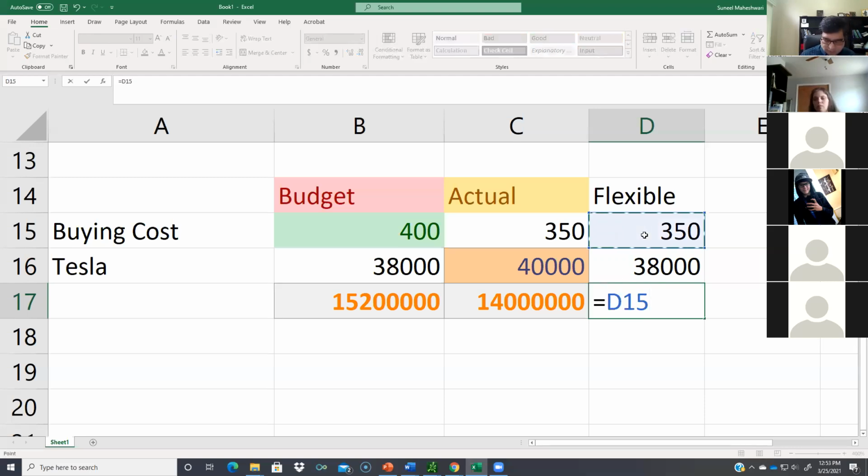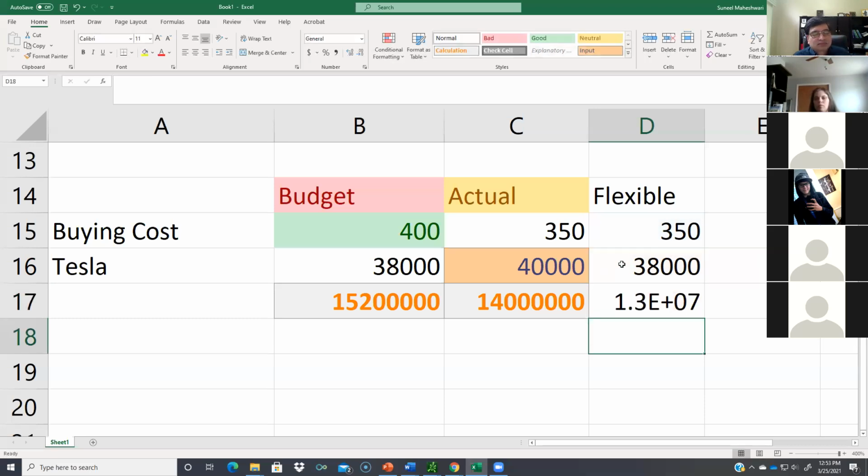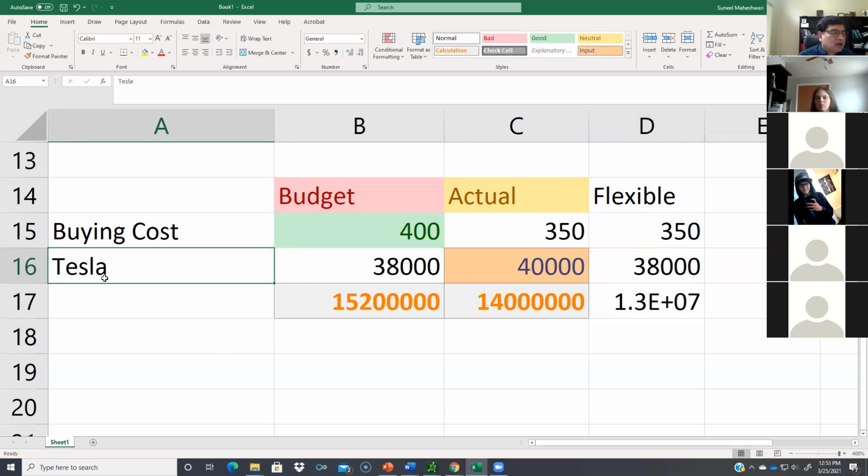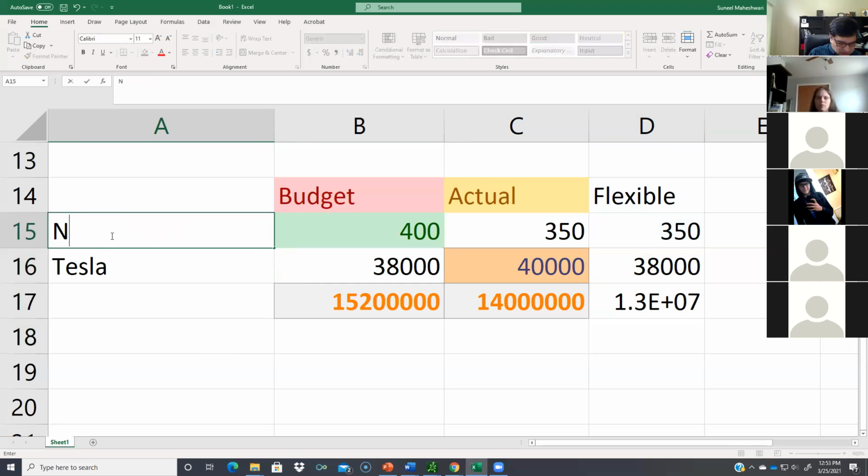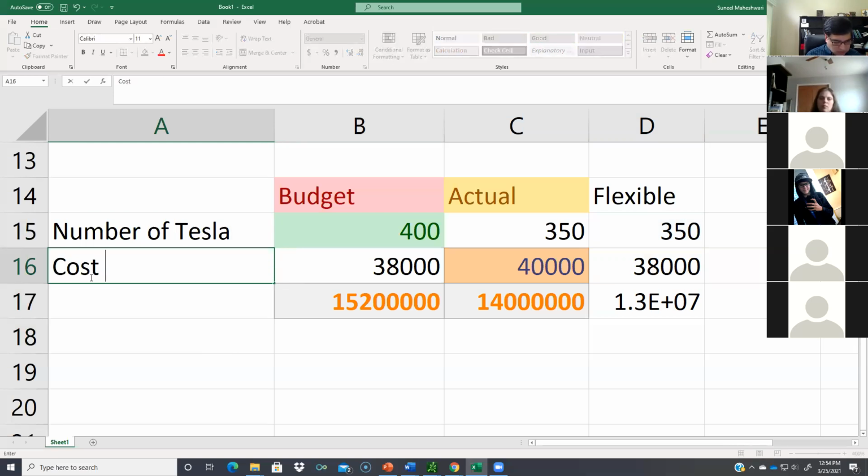Okay, and just to double check, the row that says Tesla, that's like the price for the Tesla? Yeah. Okay. I think I'm starting to understand now. Oh, sorry. I should have given the number here and cost here. Number of Tesla and cost per Tesla. Okay.